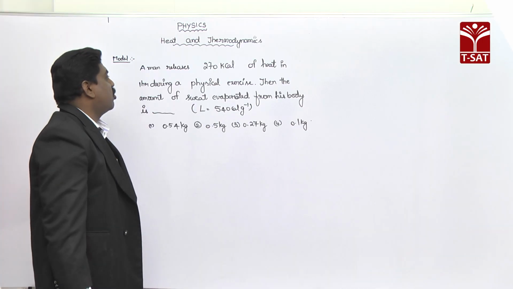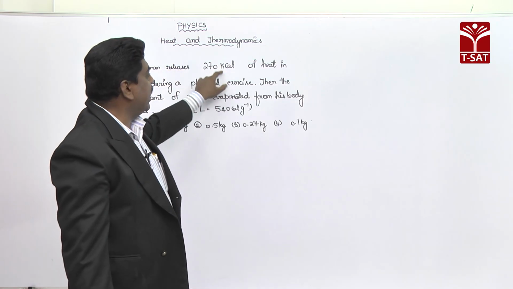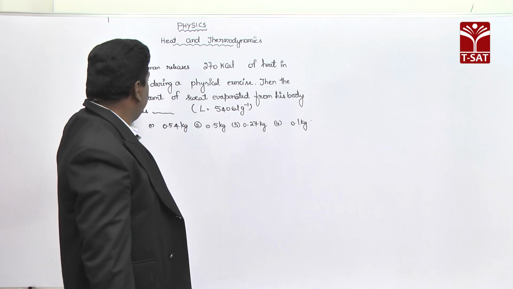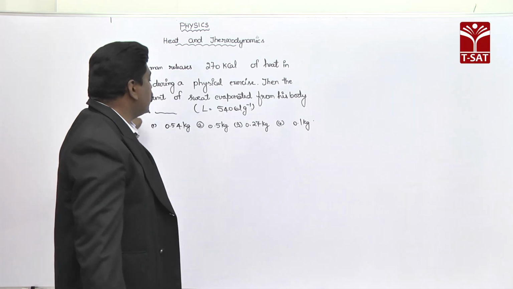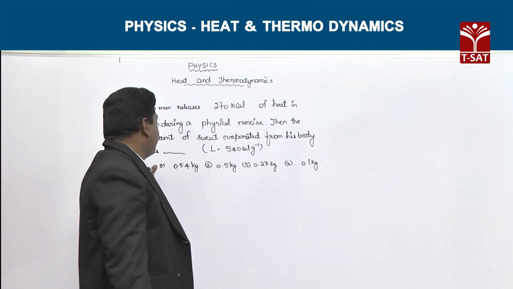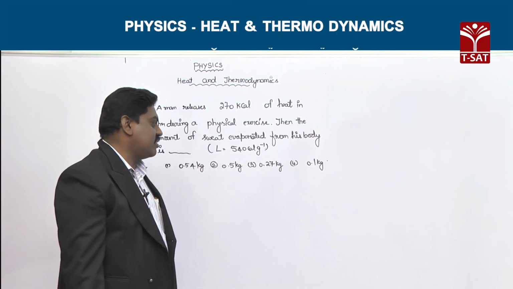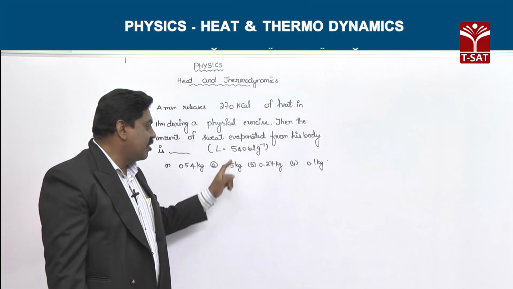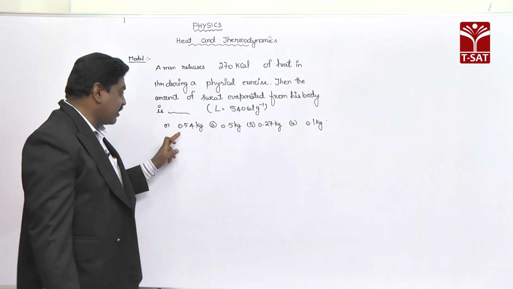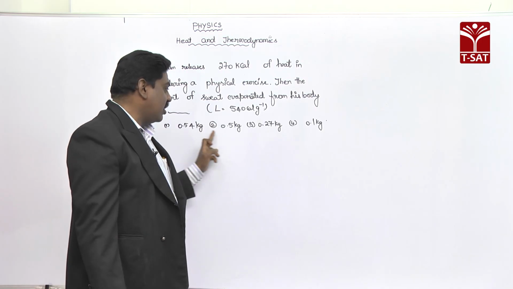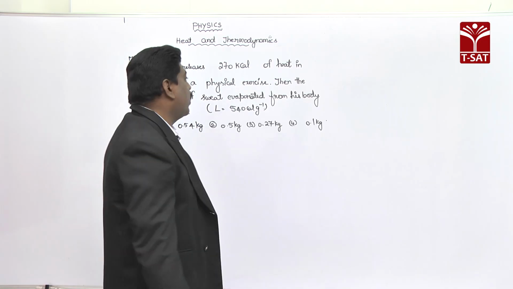Now let us take another model here. A man releases 270 kilocalories of heat in 1 hour during a physical exercise. Then the amount of sweat evaporated from his body is. We are given latent heat of water as 540 calorie per gram, and here we are given the options as 0.54 kg, 0.5 kg, 0.27 kg and 0.1 kg.